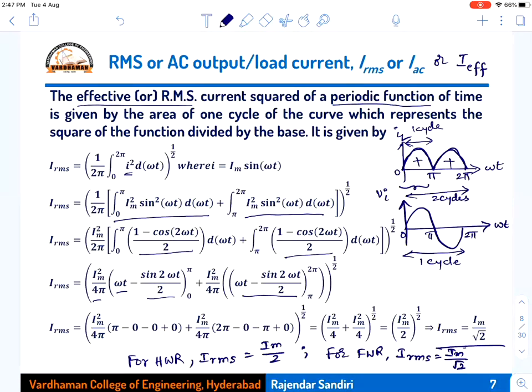Okay. So why I am telling all these things is, we are calculating the RMS values or the average values for one cycle. One cycle, nothing but 0 to 2 pi. In case of the half wave rectifier, the output will be I load for half wave rectifier. This is for full wave rectifier. The middle one is the input for both the half wave rectifier and the full wave rectifier.